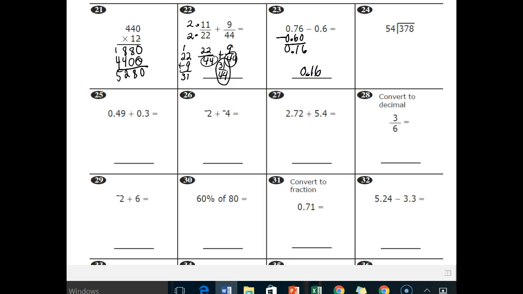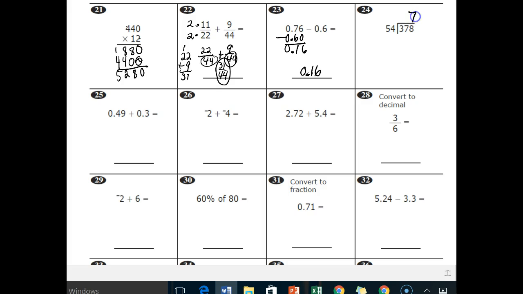Number 24, I am dividing. Now ask yourself, 54 can't go into 3, 54 can't go into 7, 54, 378. Man, I don't know my 54s, but guess what? I know some number times 4 is going to give me 8. Let's think about that carefully. Oh, 7 times 4 is 28. Maybe it goes in there 7 times.